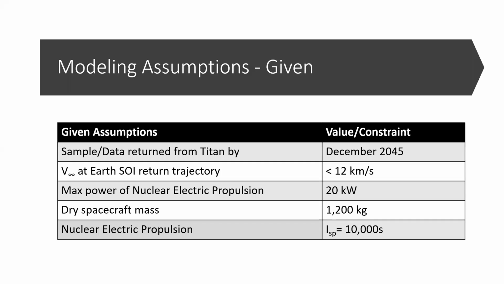Here are some given assumptions that we'll be using for our challenge. We have the sample data return date from Titan at December 2045. The V infinity at Earth's sphere of influence, return trajectory at less than 12 kilometers per second. Max power of the nuclear electric propulsion at 20 kilowatts. Dry spacecraft mass at 1,200 kilograms and an electric propulsion ISP of 10,000 seconds.